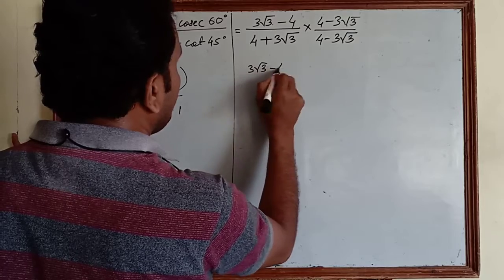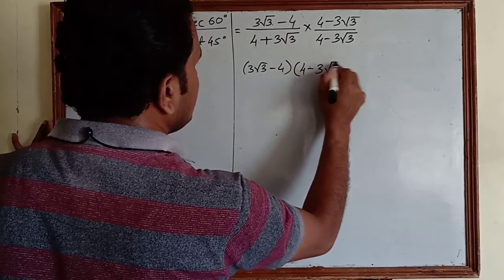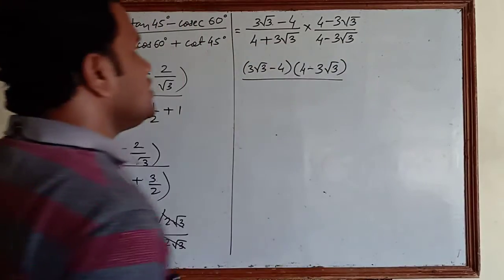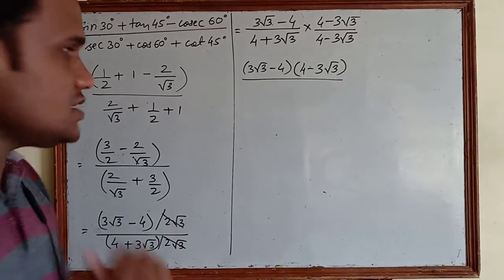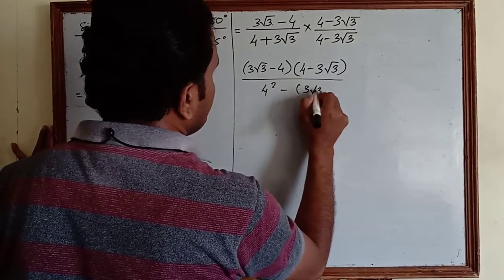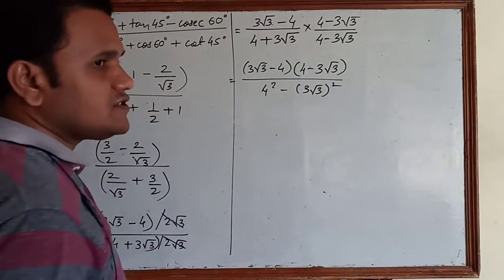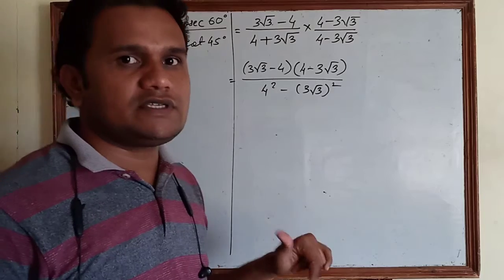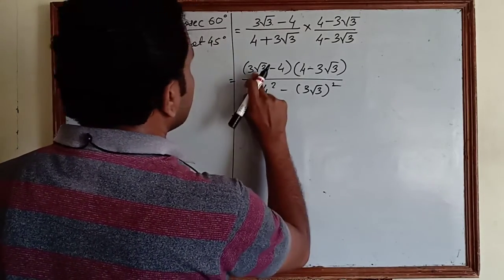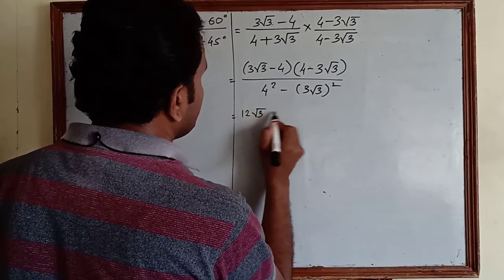3 root 3 minus 4 into 4 minus 3 root 3. Using (a plus b) into (a minus b) gives you a square minus b square. So 4 square minus 3 root 3 square. Now first into first, first into second, second into first, second into second. How? See, 3 root 3 into 4, 4 3s are 12. It will be 12 root 3.